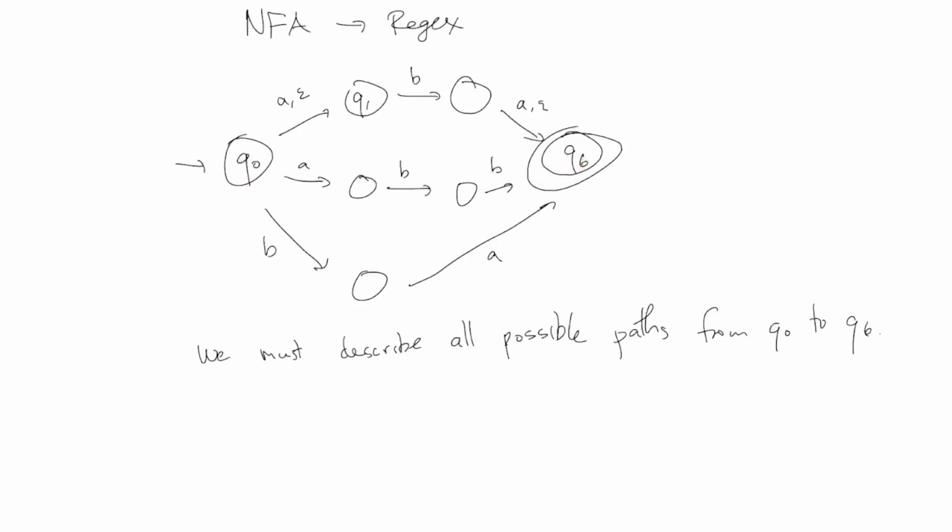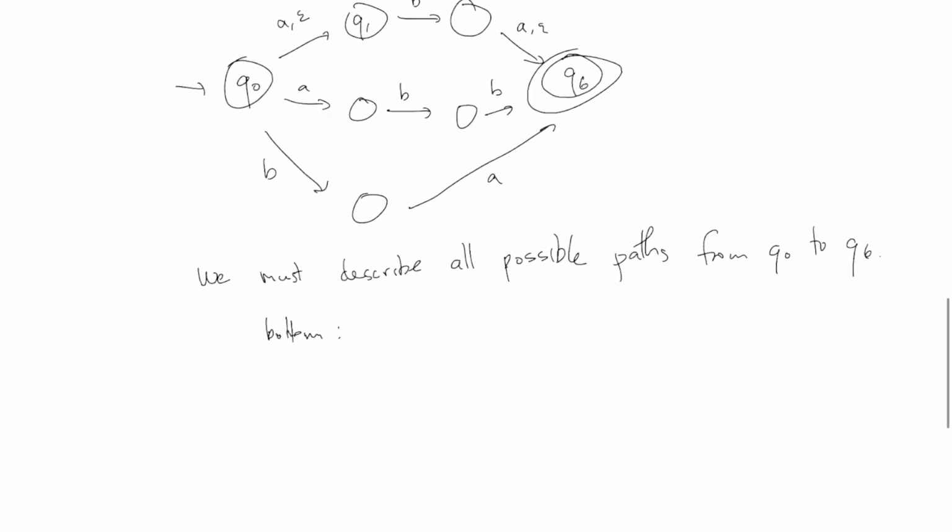And this particular NFA is nicely structured in that all the arrows go from left to right, so we don't have to worry about weird looping paths, but can, without too much trouble, just describe all possible paths from Q0 to Q6. It's very easy to describe the ways going across the bottom. There is only one, so a regular expression for the bottom is just BA. And across the middle, it's just ABB.